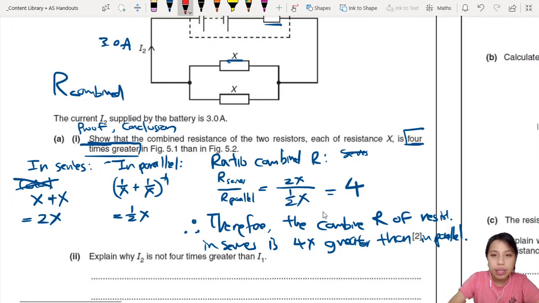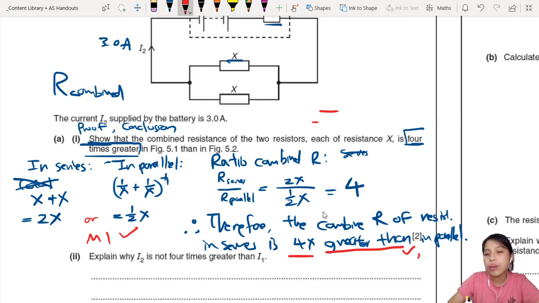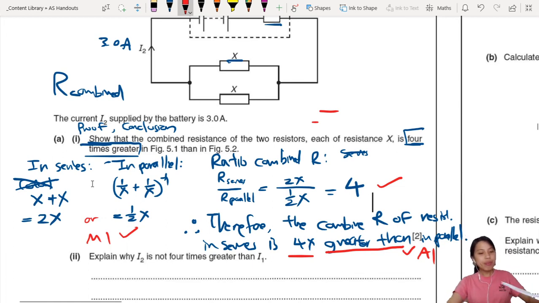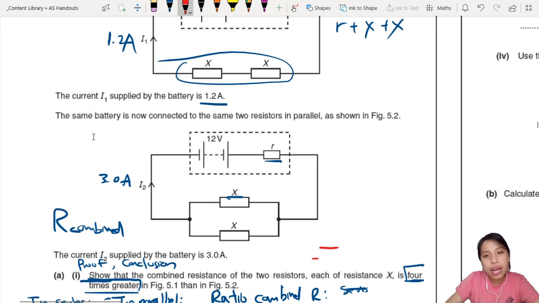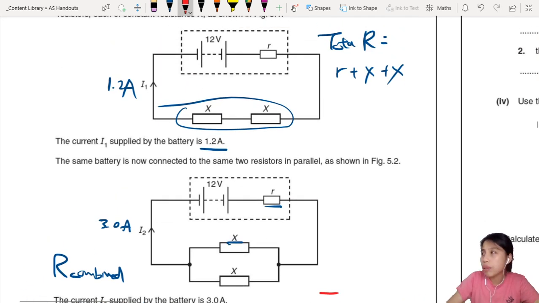So if I mark these things, and it's working, this one, you have an M1, and you must say greater than, but also 4 times, then you get your A1 mark. This is how you calculate your 4 times. Then you come to this question that says, explain. So your resistance up here is 4 times greater than down there. But how come the current is not 4 times different? This one is not 4 times smaller than this. This is not 4 times bigger than this. Why?